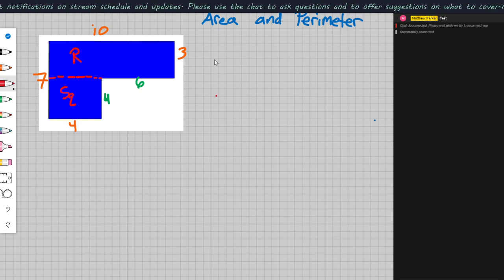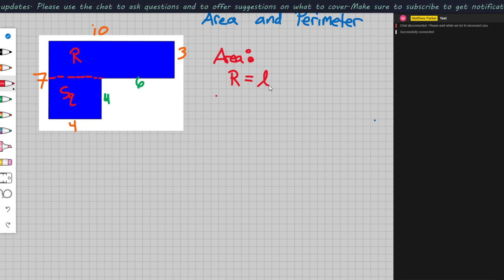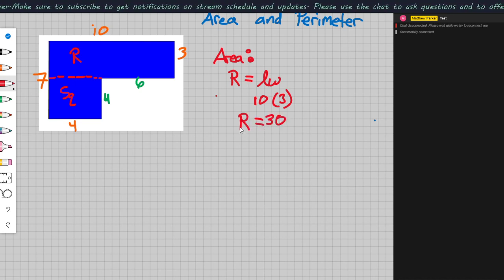So let's find the area of the rectangle. Area of the rectangle, R. To find the area of a rectangle, it's length times width, so LW. And the length of this rectangle is 10, because it goes the entire way for us, and the width is going to be 3. 10 times 3 gives us an area for the rectangle of 30. I'm using R for area just to remind myself that's for the rectangle.